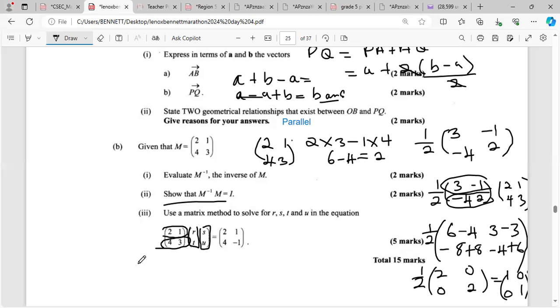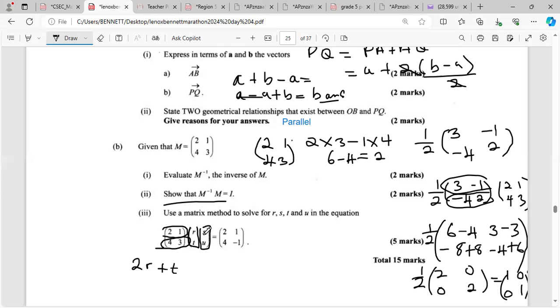2 times R, 2R, 1 times T, positive T, and this must equal 2. No, maybe not this one. Not yet, guys, because I don't want to confuse persons. I'm going to write it out first. I'm going to multiply and then we equate.